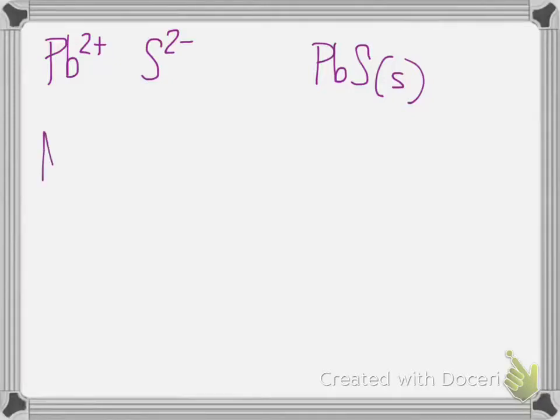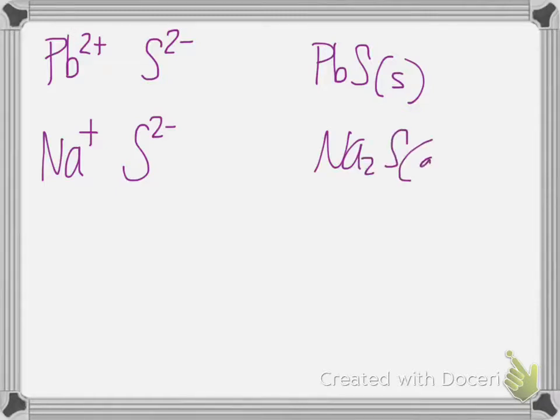What if I have sodium and sulfide? It's a group 1 metal. Group 1 metals are what? Always soluble. So we would write Na2S, AQ behind it for aqueous, meaning it stays dissolved in the water.